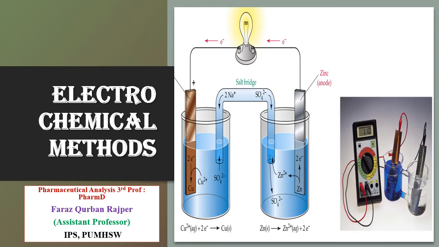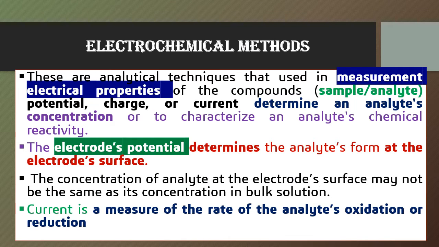In this video lecture, I am going to discuss with you the electrochemical methods. This is part of pharmaceutical analysis. Electrochemical methods are those analytical methods in which we analyze or determine the electrical properties of our sample or analyte.